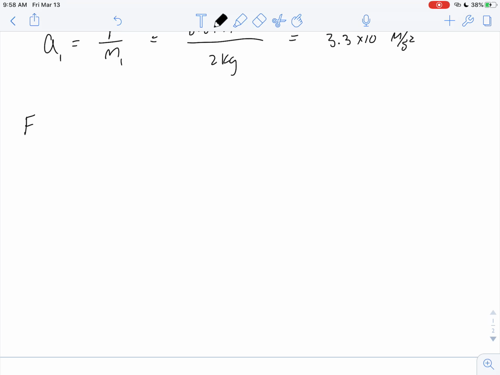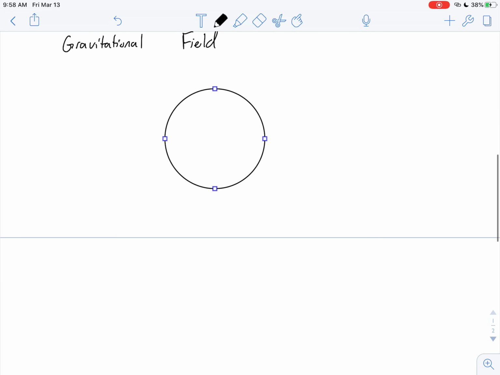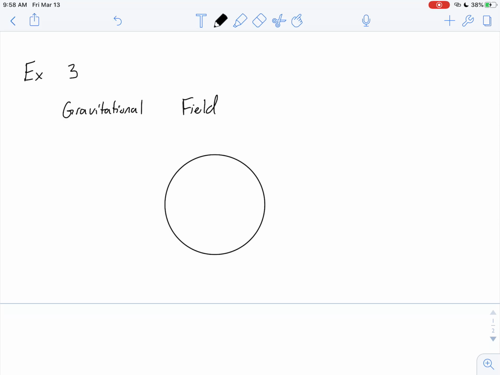Let's look at another example here. So this would be example 3. And we're going to talk about gravitational field. Okay, so let's say, for example, if we have the Earth or any object. So here's our Earth. We know that if something is near Earth, it is going to be pulled towards the Earth, right? And so there is a gravitational field around Earth. We can imagine some field lines here around Earth.